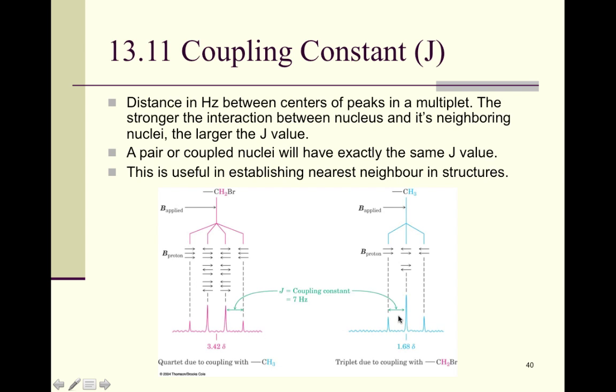But here's something that's interesting. If the signal on this one here, that's the CH3, has the exact same J value as this one over here, then that tells me they're coupled together. That means they're next door to each other on the molecule.